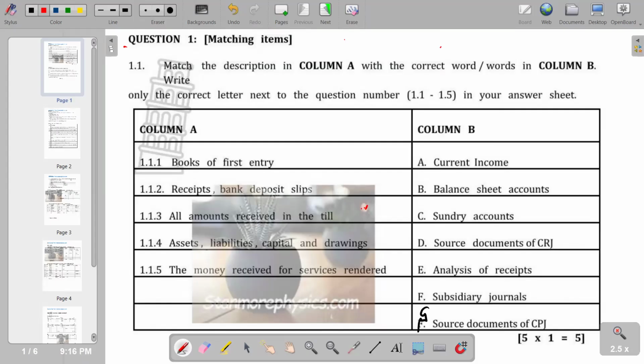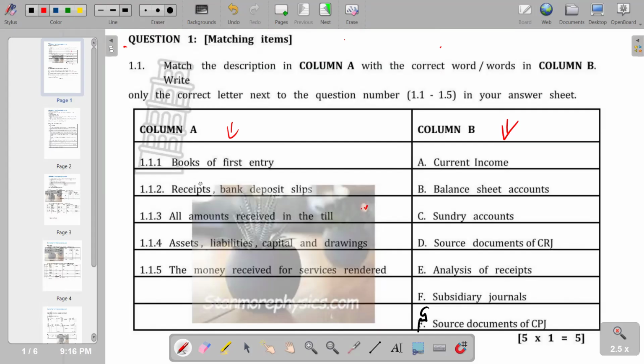So question one is on matching items. The question reads, match the description in column A with the correct word or words in column B. Write only the correct letter next to the question number. So the first part, we have our column A, and on the second part, we have got our column B.